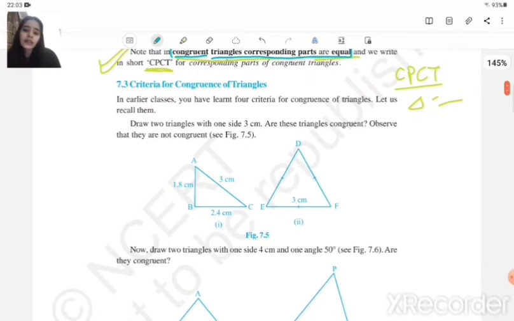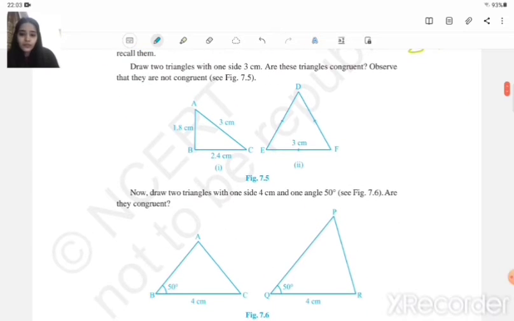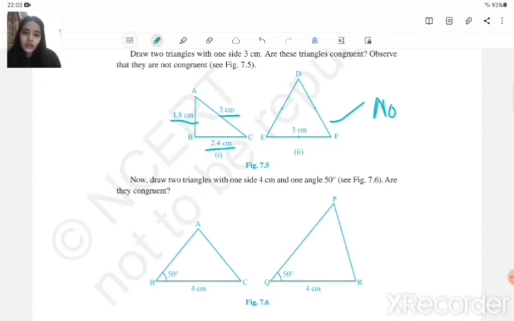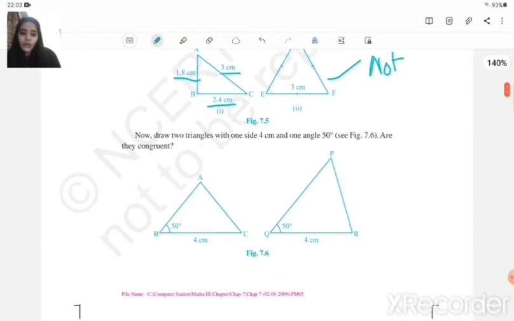Now there are certain criteria for proving the congruence, right? We cannot directly say that figure A is congruent to figure B. We have to prove it. We should have a solid proof to say, yes, I'm very sure that this is congruent to this. So for that we will study certain criteria. Here we have two triangles. You can see the dimensions of the sides are different, and here it is an equilateral triangle, right? So in this situation you easily know that these triangles are not congruent, right?